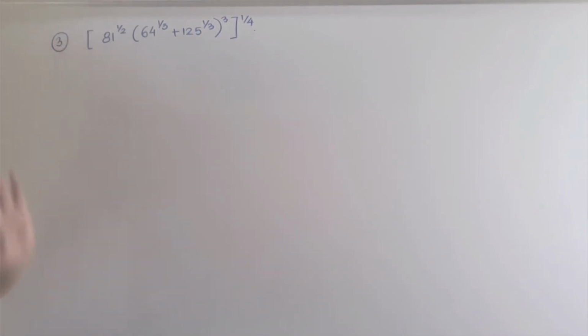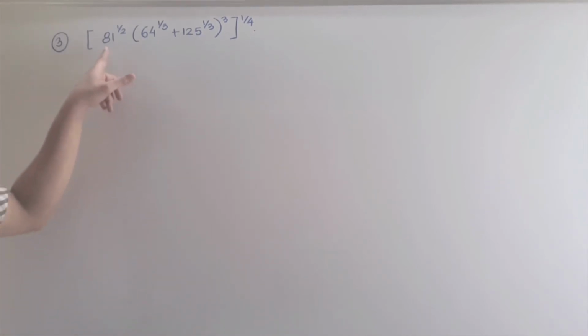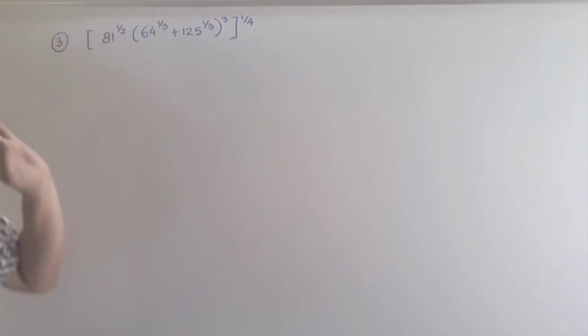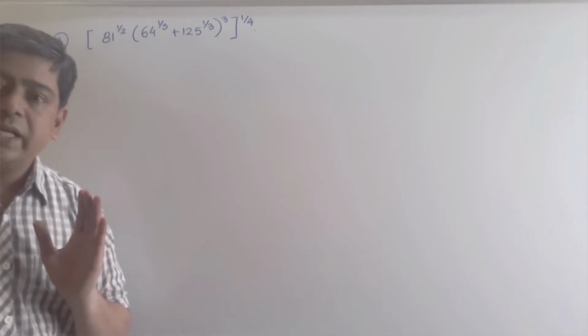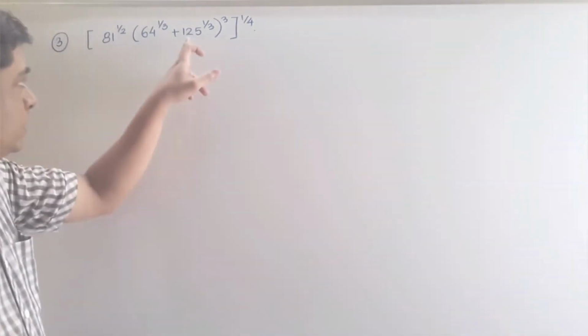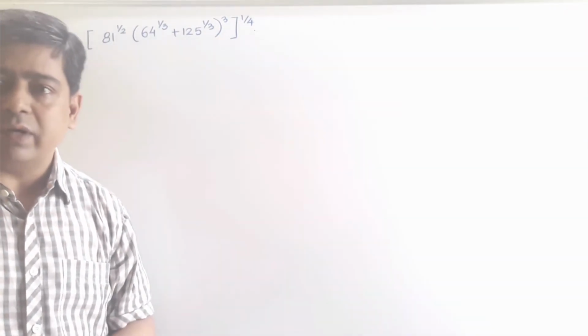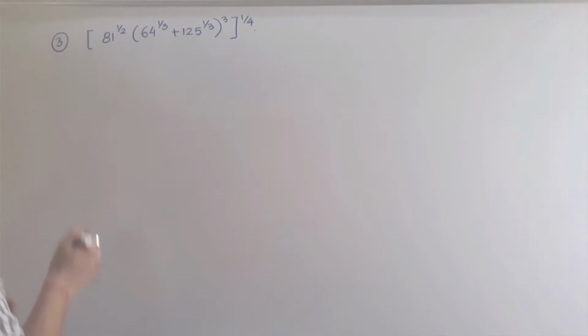Same way 81 I can write down as 3 to the power 4, but if I choose 9 to the power 2, then 2 and 1 upon 2 can be cancelled. So 81 I will write down as 9 to the power 2. Okay, 125 we do not have any choice, that we can write down as 5 to the power 3 only. So let us see how we can write down.